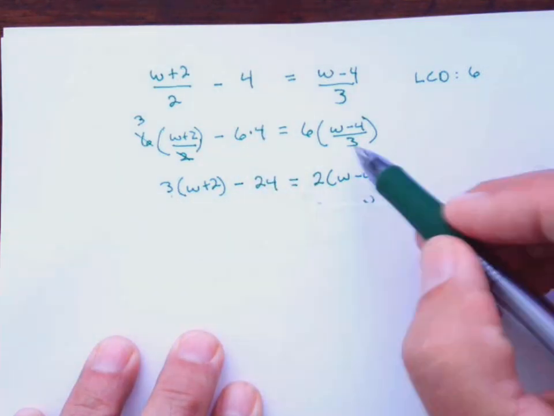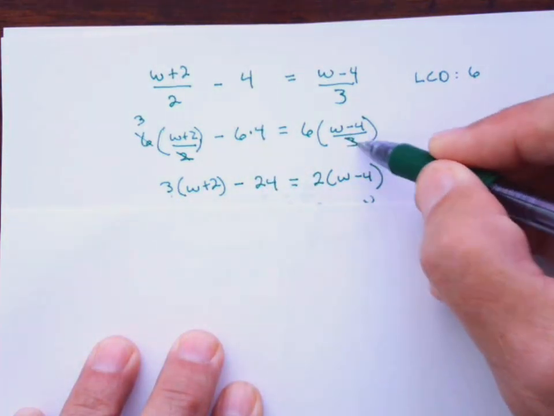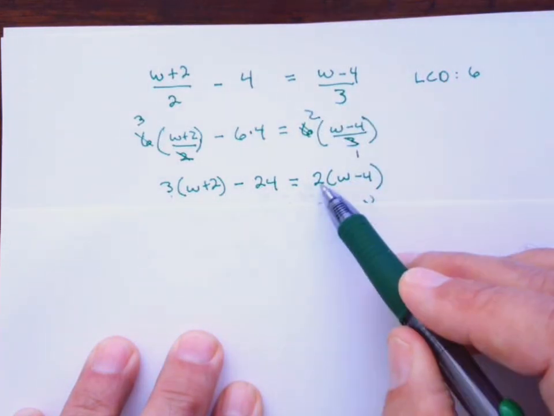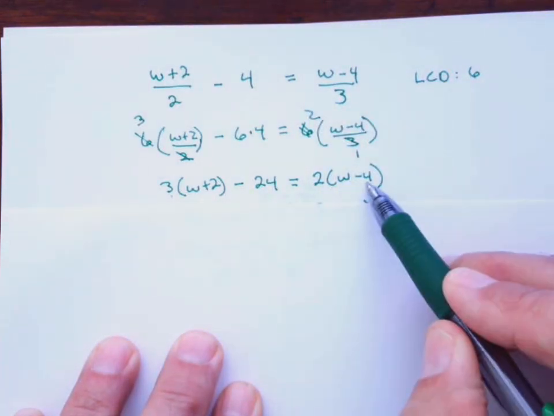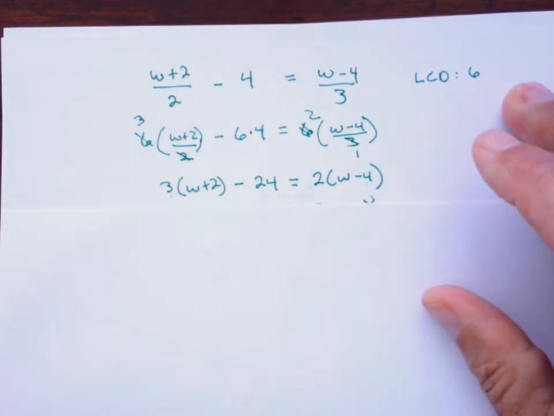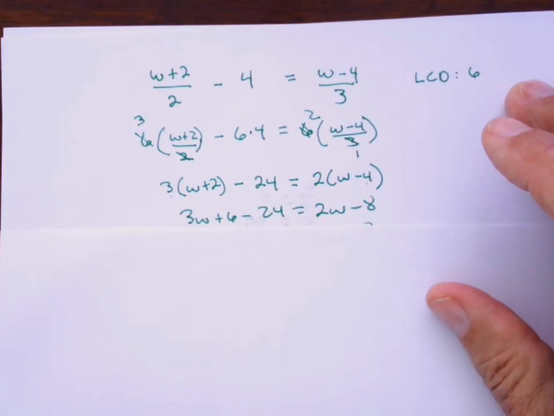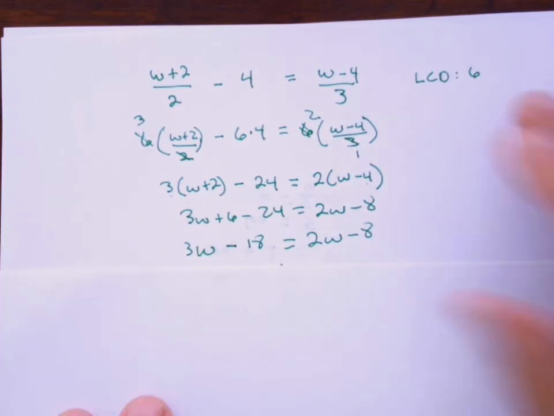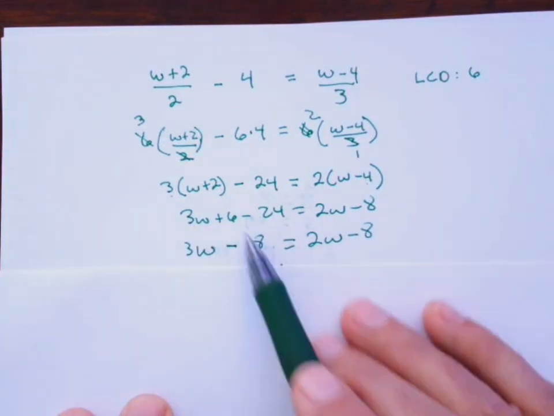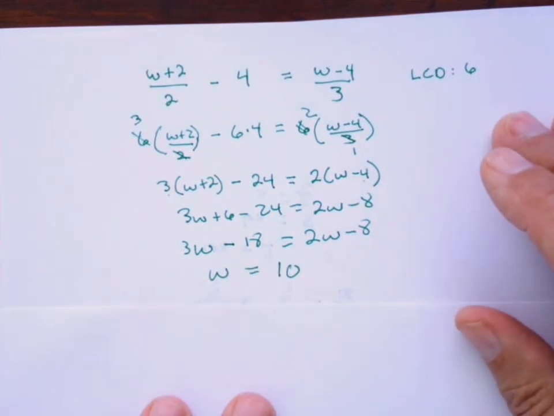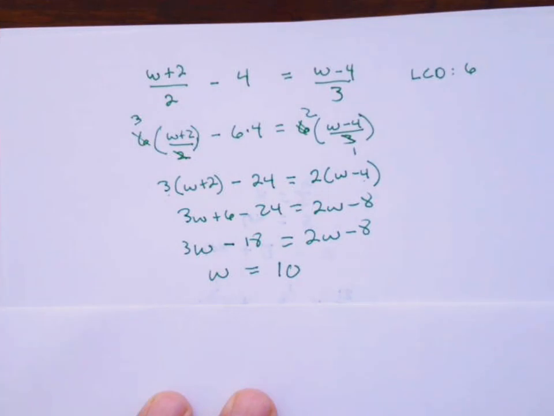6 times 4 is 24. The 3 over here divides itself. 6 divided by 3 is a 2. And this is where the 2 will now multiply what's left in the numerator. And then from here, it's just an equation. I'm not going to go through the whole thing. I would then distribute, combine like terms, then move variables to one side, numbers to the other, and get W is equal to 10.